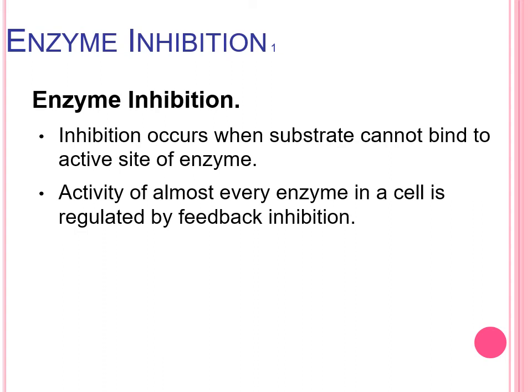Sometimes we can inhibit an enzyme. Inhibition means to turn it off or reduce its activity rate. Inhibition occurs when the substrate cannot bind to the active site of an enzyme. If you block this in some form, then you can prevent the enzyme from working on that substrate. This can have positive and negative consequences, and we'll talk about some of the reasons why you would have inhibition coming up.